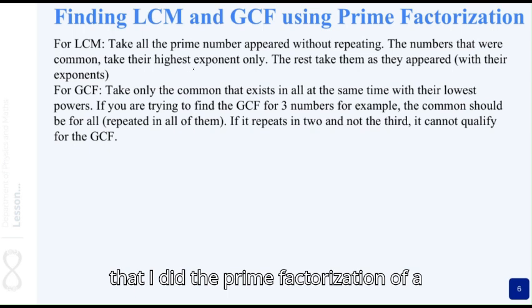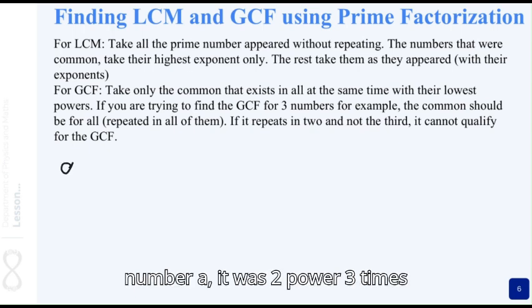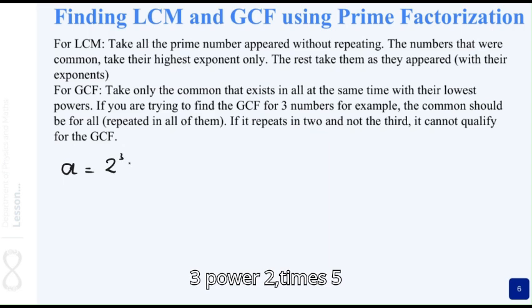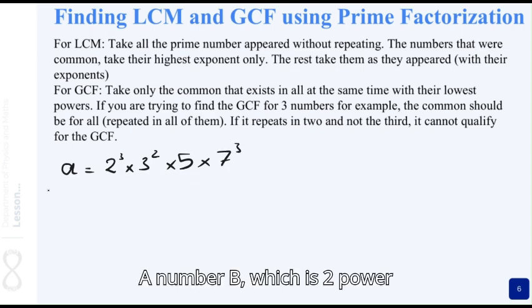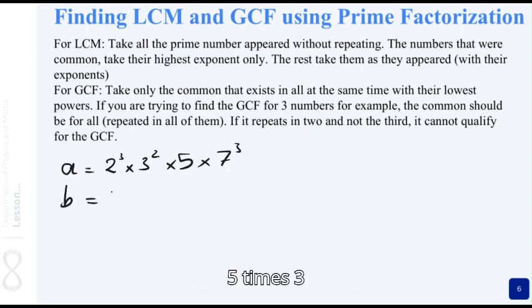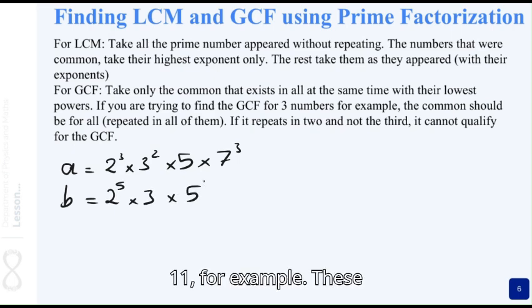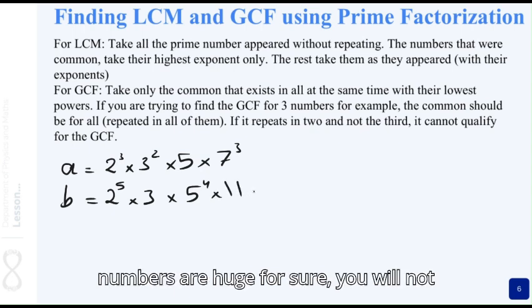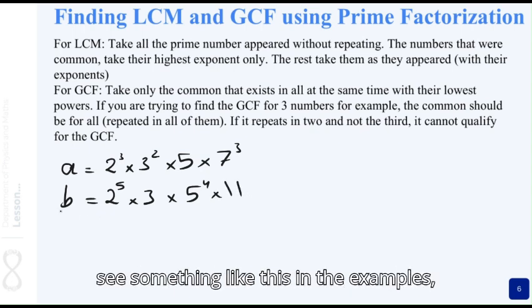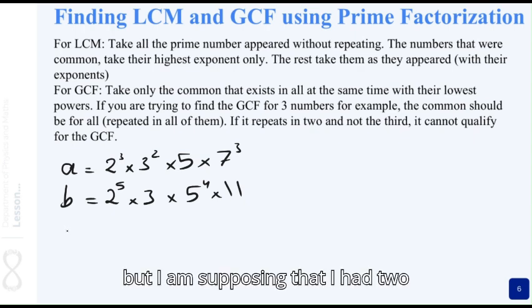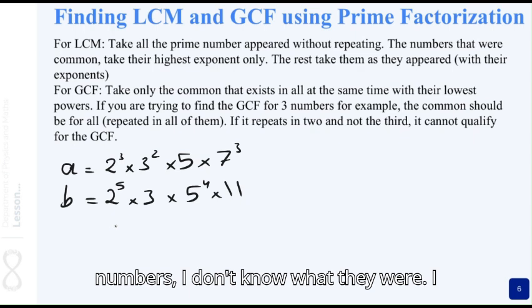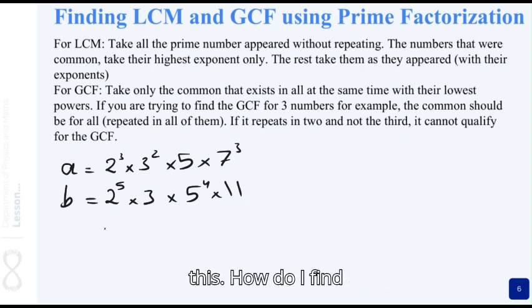Suppose that I did the prime factorization of a number A. It was 2 power 3 times 3 power 2 times 5 times 7 power 3. A number B, which is 2 power 5 times 3 times 5 power 4 times 11, for example. These numbers are huge for sure. You will not see something like this in the examples, but I am supposing that I had two numbers. I don't know what they were. I did their prime factorization and I got this.